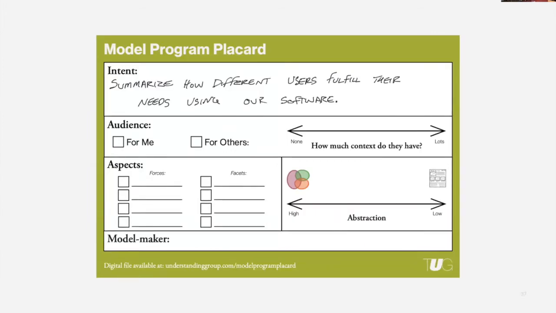So an example of an intent could be: summarize how different users fulfill their needs using our software, right? That's pretty vague, but that's okay. An intent doesn't need to be terribly specific. It can be broad, it can be narrow, depending on, again, what your needs are, what you're trying to get out of it. It just needs to be stated. And you can go back and refine it.